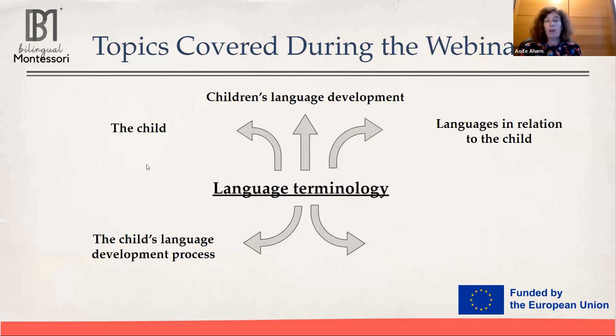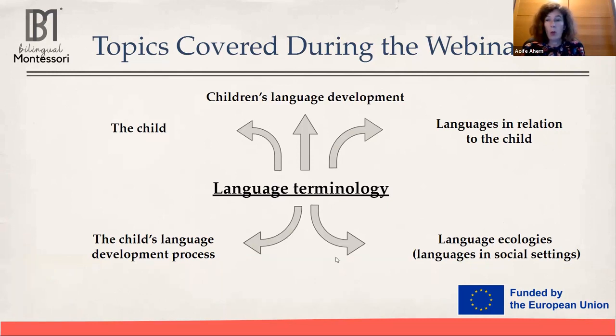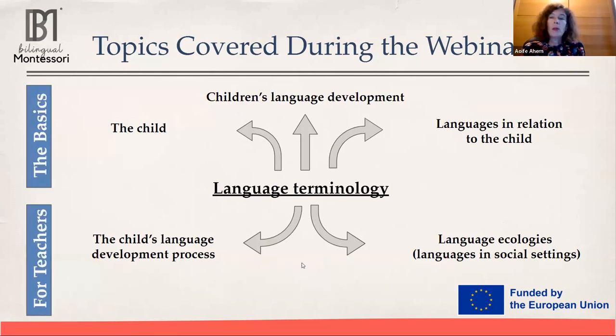Also the processes of developing the first language and other languages in a child, and language ecologies, because children are situated in societies and communities where one or more than one languages are essential for their growth and learning. So some of the words that we're going to discuss are really the basics that everybody should be able to handle in a conversation, whether it's an expert, a parent, a family member, even a child. And others will be words that are probably very important and interesting, especially for teachers.